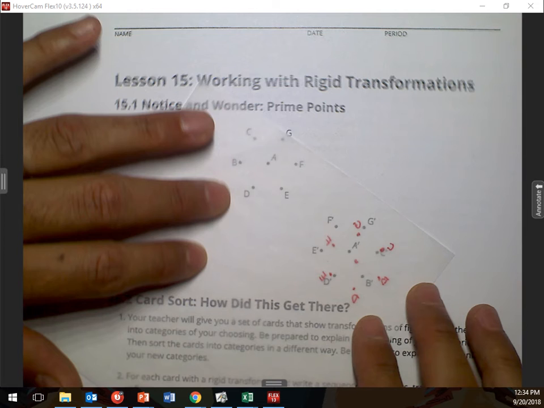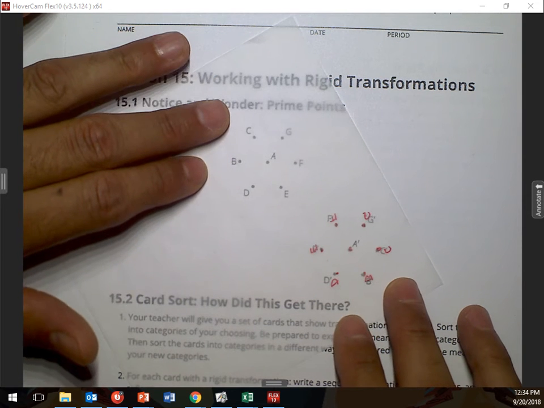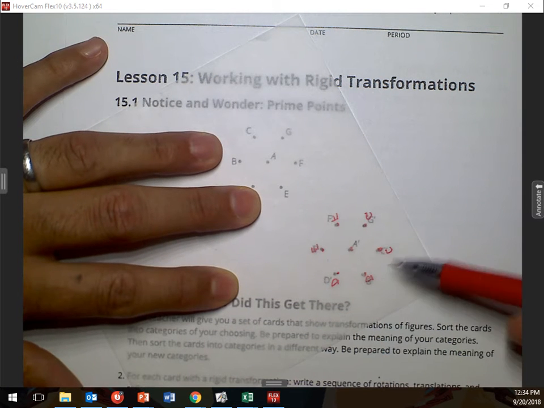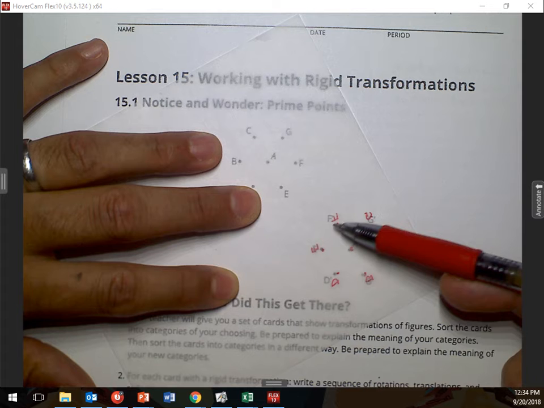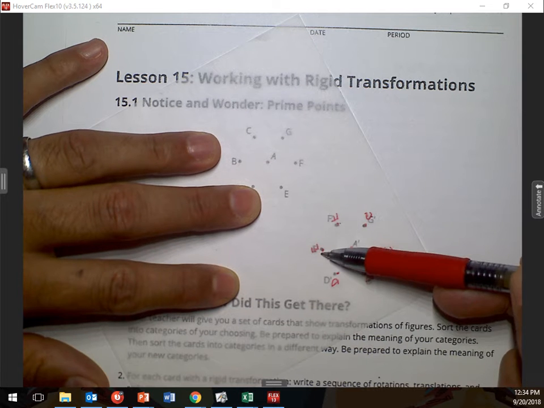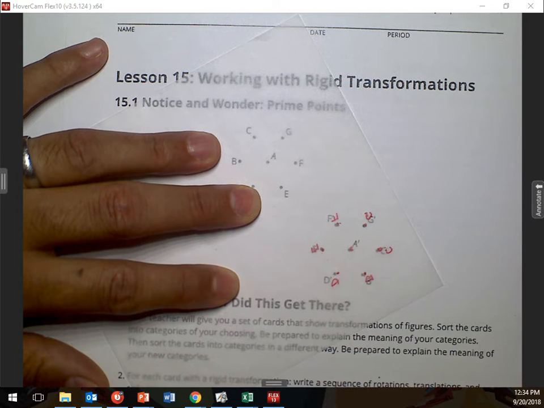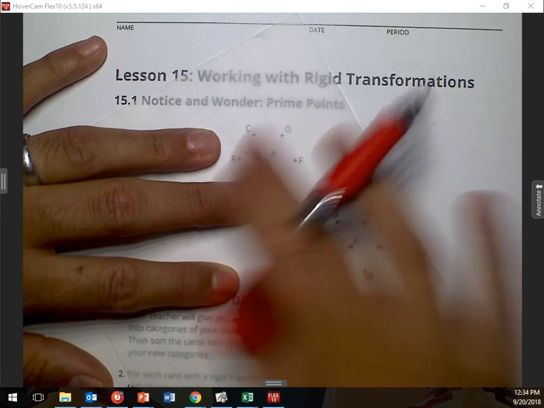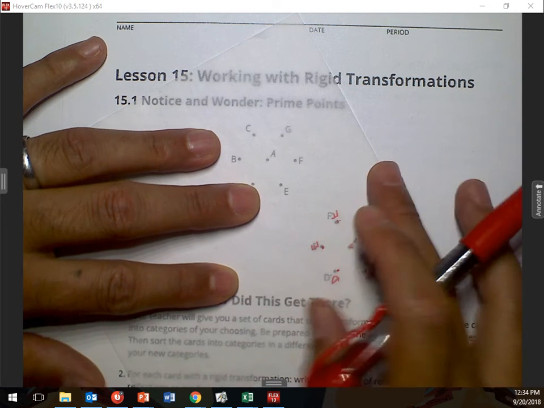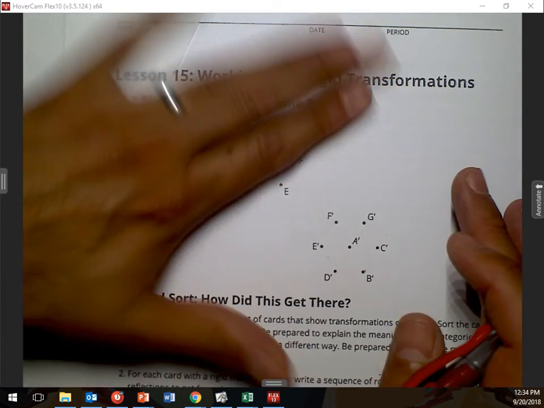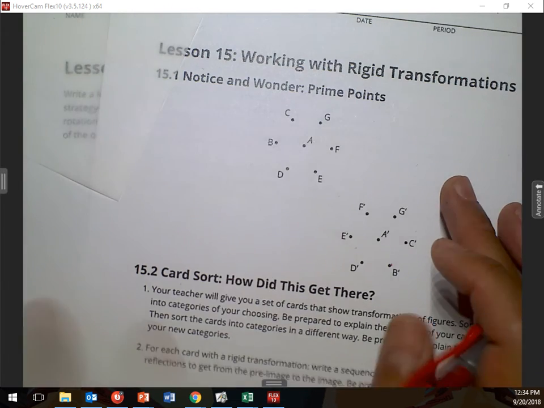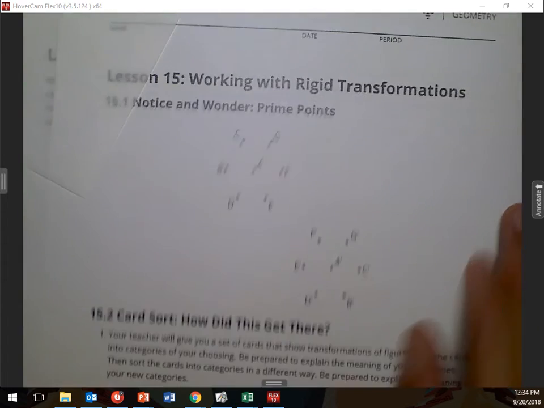Let's put C on top of C. There we go, C on top of C. So yes, C's on C, G's on G, F's on F, E, D, D, and B, B. There we go. So they're all lining up where they're supposed to be, right? So there is a reflection here. There was a reflection over some diagonal through this, right? So there was a reflection there.